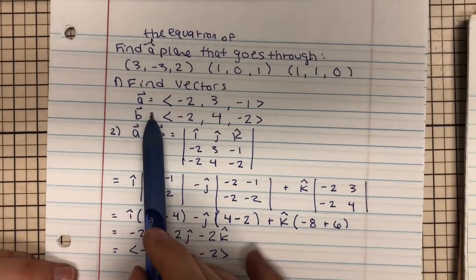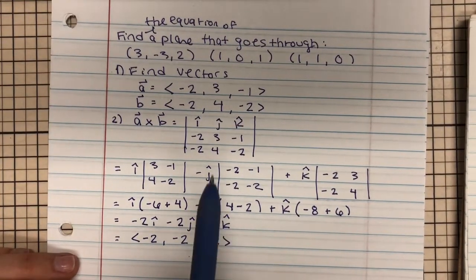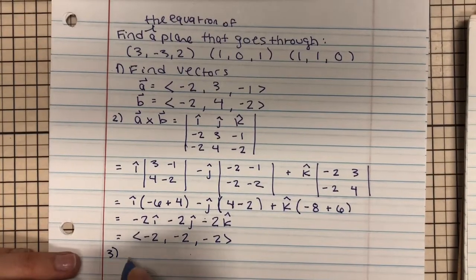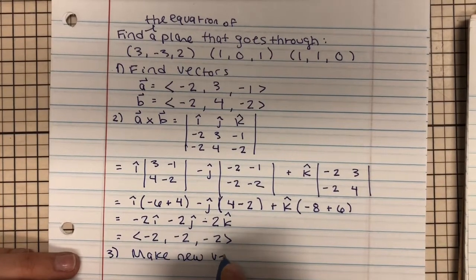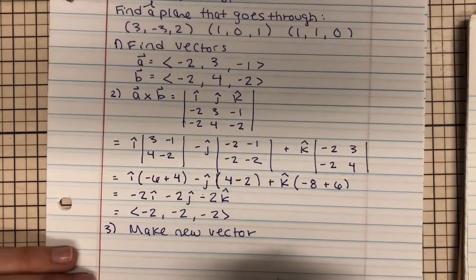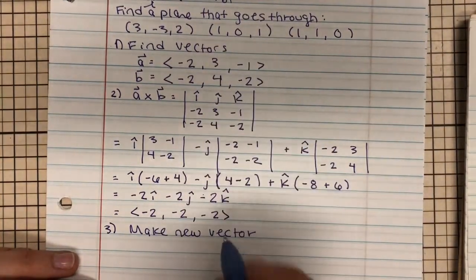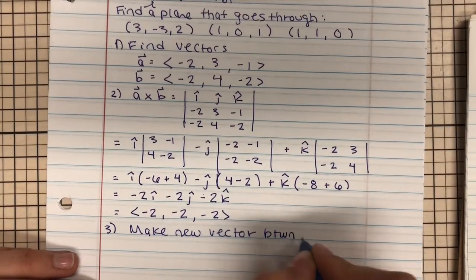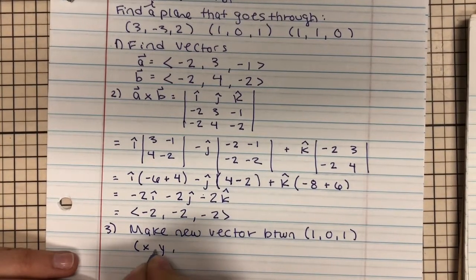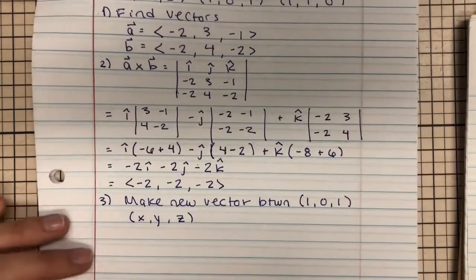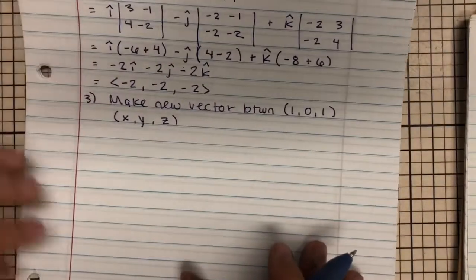Okay, so again, recap. We've got 2 vectors, A and B, that are in the plane already. Now we have a normal vector that is orthogonal to the plane. In step 3, I am going to make a new vector between one of the points, and let's choose this one, which seems the most simple to me, but you could choose a different one, and an unknown point, x, y, z. I'll explain why I want an unknown point in a minute.